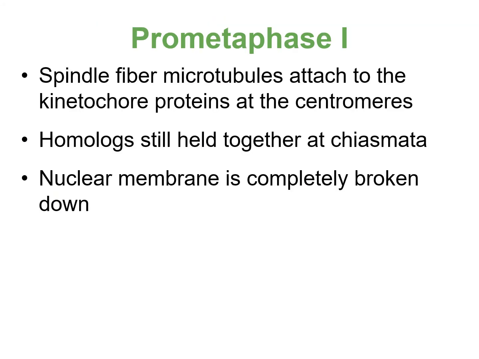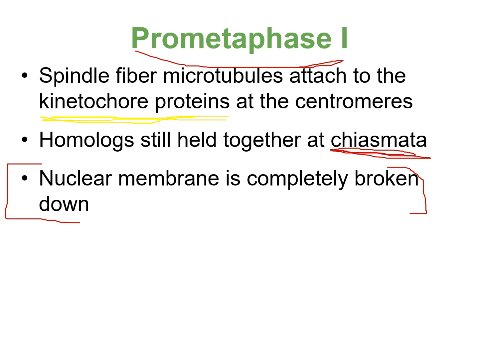So these are the 3 events that you need to know that occur in prometaphase 1. First, the spindle fiber microtubules are going to attach to the kinetochore and the proteins associated with the kinetochore at the centromeres. The homologous chromosomes are still going to be held together at the chiasmata. And in prometaphase 1, I always ask this question: at what stage of meiosis 1 is the nuclear membrane completely broken down? That is occurring in prometaphase 1, complete dissociation of the nuclear membrane.